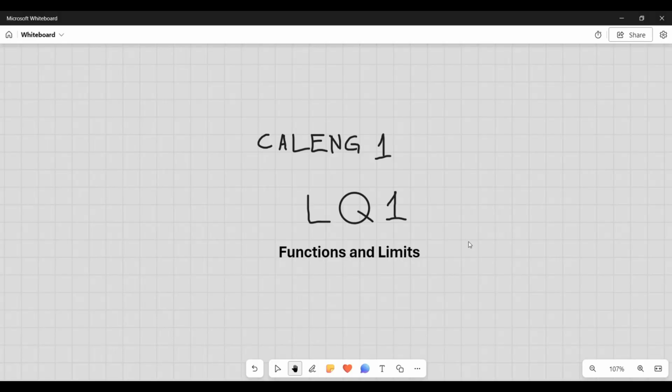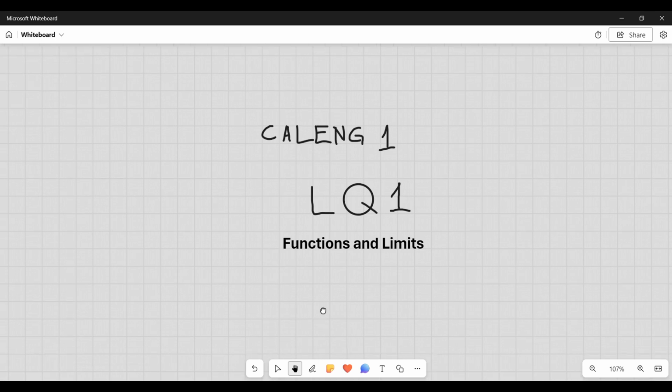I am IT 124 and I will be teaching CALENG1 Differential Calculus quiz number 1. So the introductions that I will discuss would be about functions and limits. Now let's talk about functions and limits. Limits basically describe how a function behaves near a point instead of at that certain point.